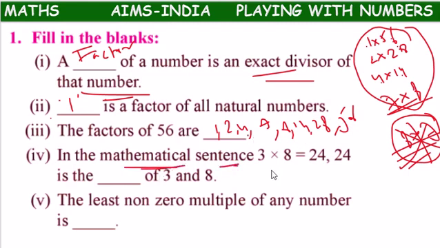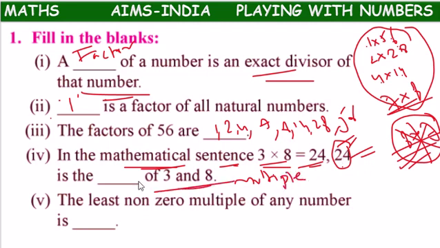So in a mathematical sentence, 3 into 8 equals 24. So what is 24 here? 24 is the product. Product can also be called a multiple. So they are asking about 24. Product is a multiple of these two. So the answer is multiple.